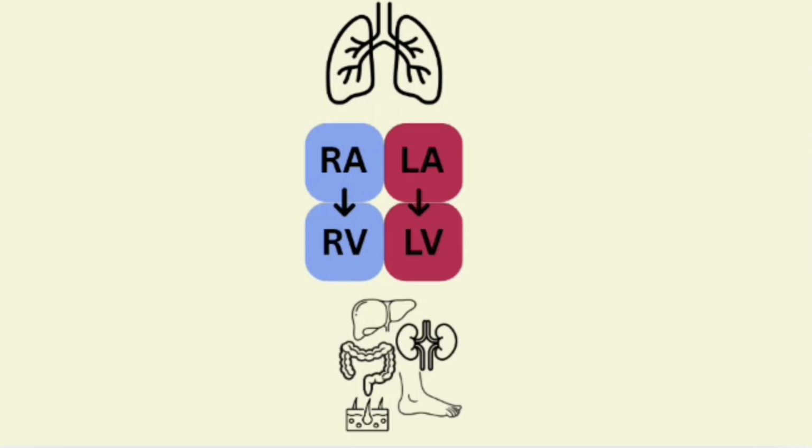A question for you. If both sides of the heart are failing to pump the blood properly, why is there accumulation of fluids in the lungs in the first case and in the ankles in the other case?